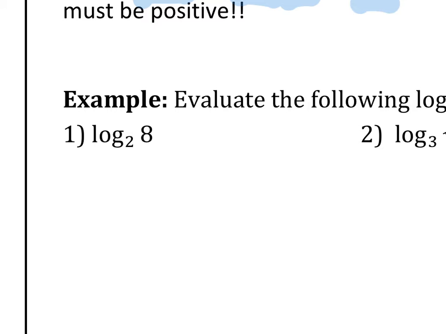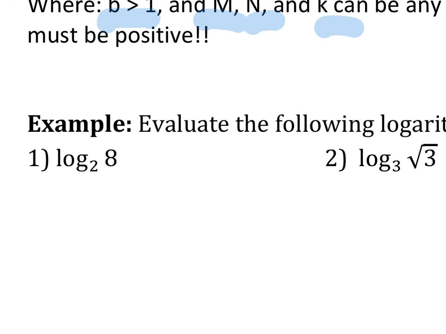Well, 2 and 8 are not the same, so we can't really do anything with this problem. However, we need to be a little bit clever on this and say, you know what? Can I change 8 so that it has a base of 2? Well, we can. Let's think about 8. We'll probably spend some time in class memorizing powers of numbers, so then it's easier to solve them. Okay, so for now, let's just work on this.